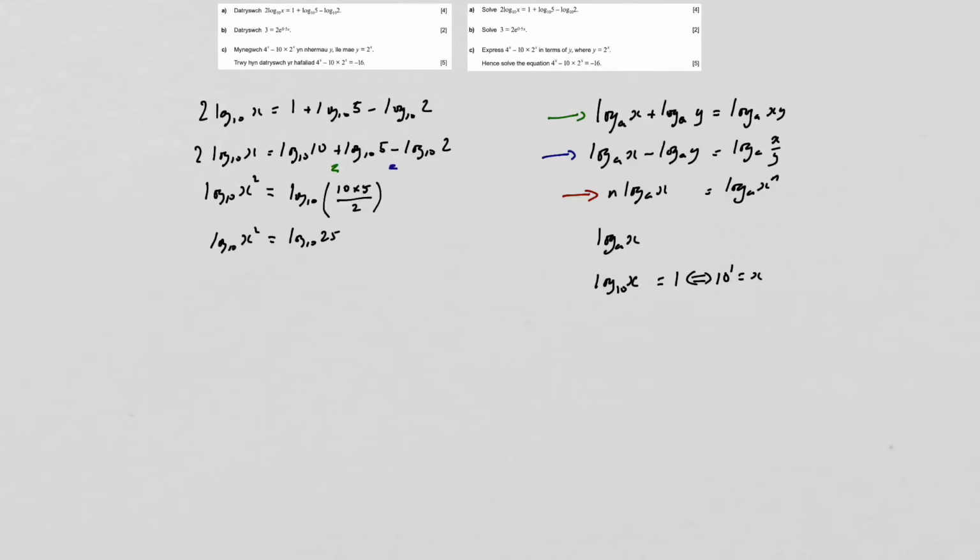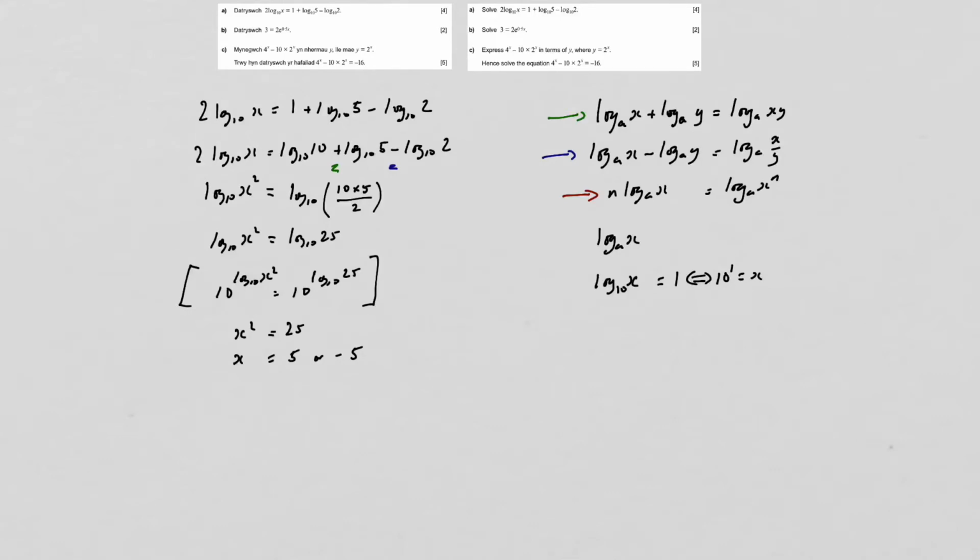Here, we don't need to write this down, but what we're going to do is do 10 to the power of log base 10 of x squared is equal to 10 to the power of log base 10 of 25. And 10 to the power of log base 10 cancels out, so that leaves us with x squared equals 25. That means that we have x equals 5 or minus 5.